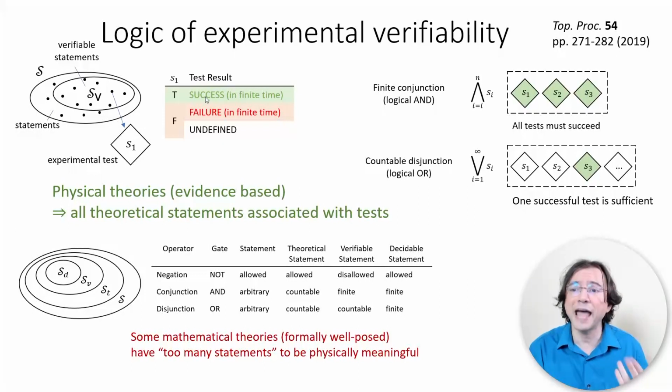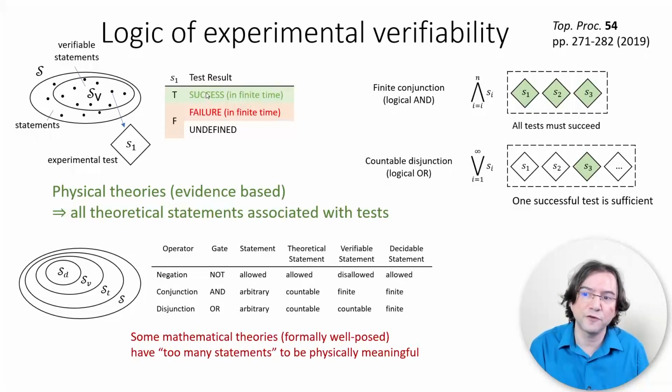Now what happens is that if we look at the logic of this statement, you can already see that you're not going to have negation, because if you do a negation and try to invert success and failure, your undefined part will go in terms of the truth.